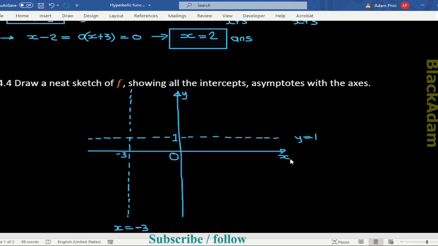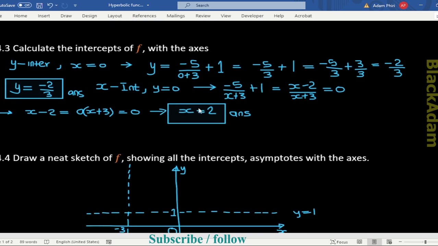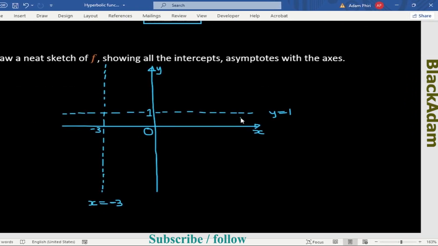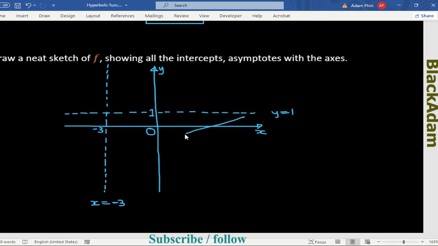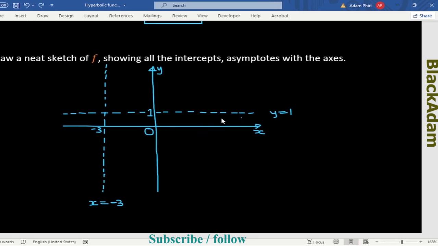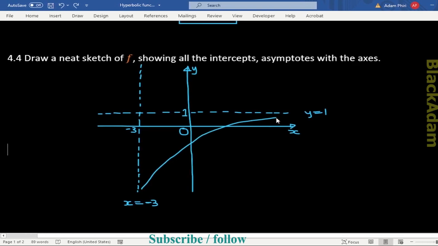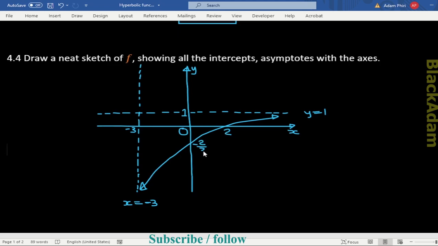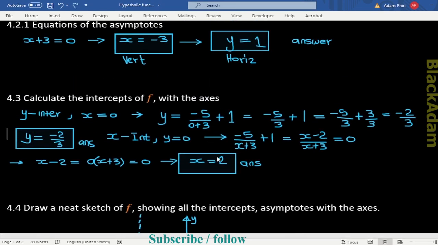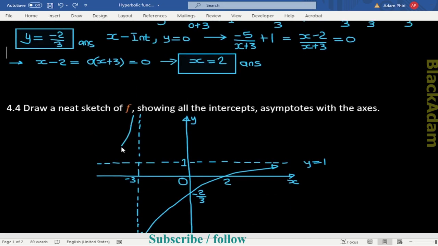And now we have our asymptote at 2, so it's going to be passing through that part of the quadrant, so that is going to be our graph. Just trying to sketch it nicely. Yeah, so that is going to be our graph on that part. So it's cutting at 2 on x, cutting at negative 2 over 3. So that is our answer. And then on the other side as well.